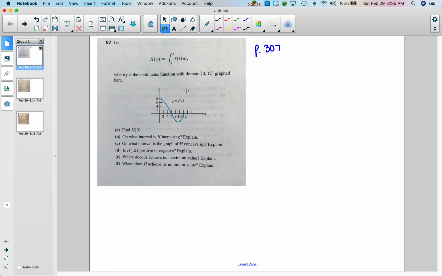So this is the function of f of x. This is not h of x. I want you to be able to interpret what this graph is and how it relates to all these questions. So if we were to find h prime of x, then we would be taking the derivative of this integral.